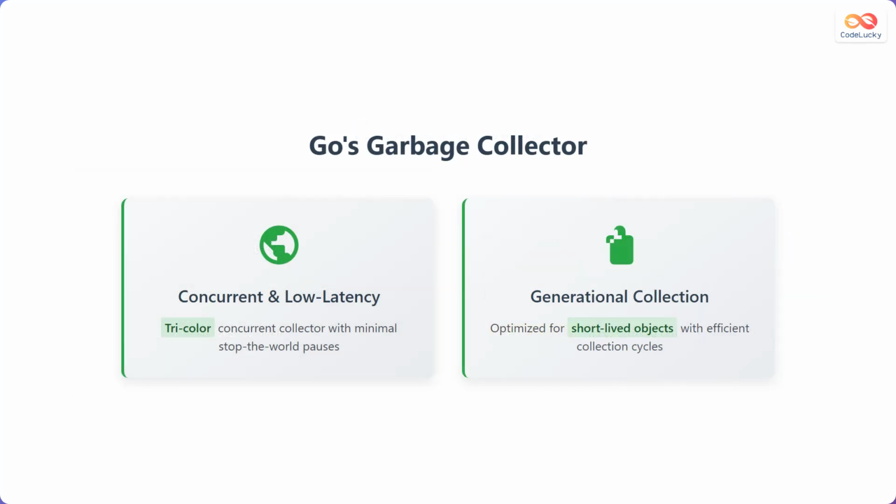Go features a garbage collector that automates memory management. It is designed to be concurrent and have low latency, using a tricolor concurrent collector to minimize stop-the-world pauses. Additionally, it employs generational collection, which is optimized for short-lived objects, allowing for efficient collection cycles.